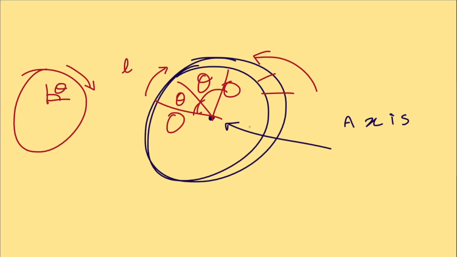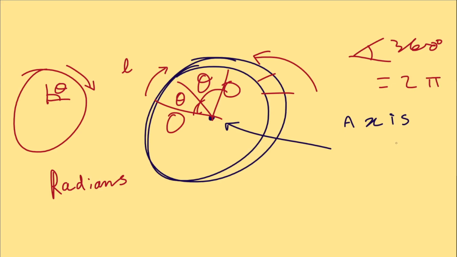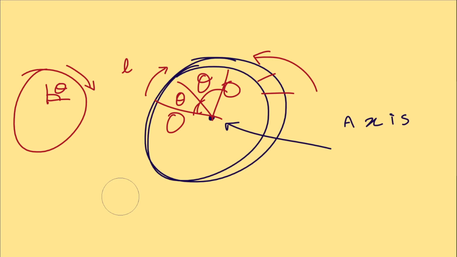Physics runs on something called radians, and radians are a substitute for degrees. So for example, 360 degrees is equal to 2 pi in radians. If you don't know what radians are or you don't know why we use them, it's in the description. Very briefly, so that you can still study from this video, I'll explain what radians are.